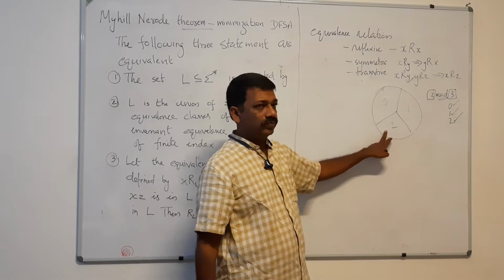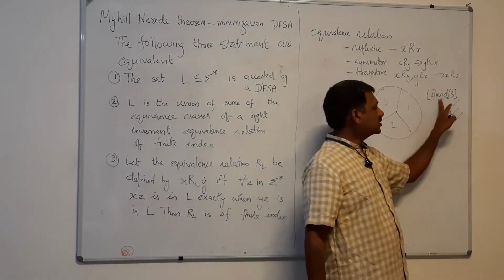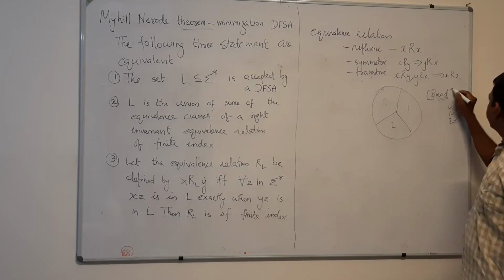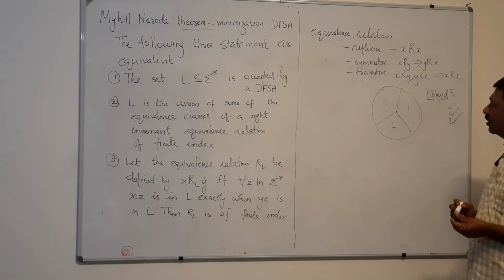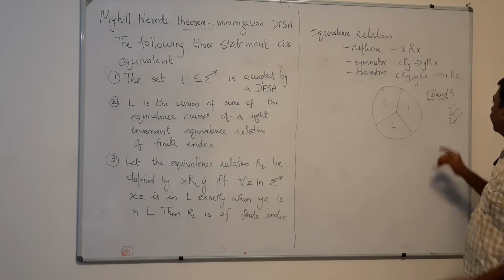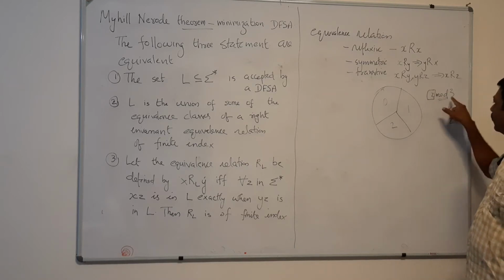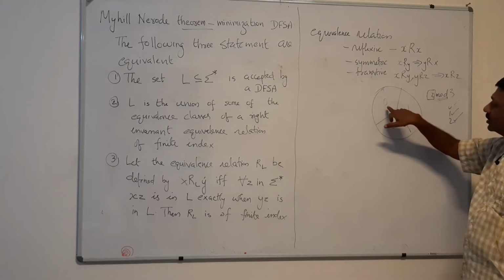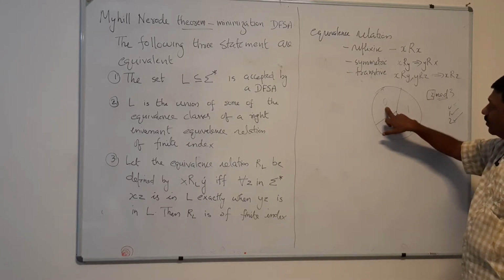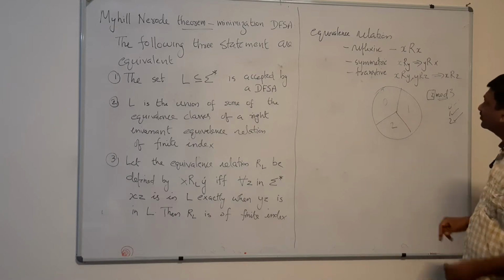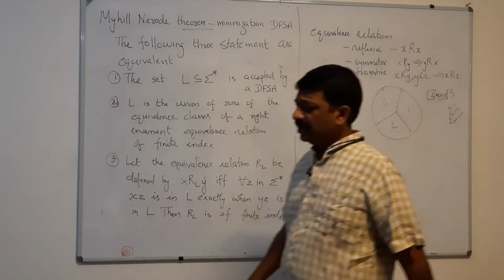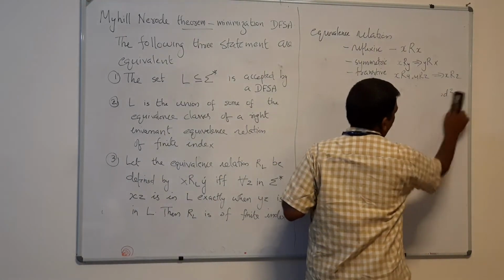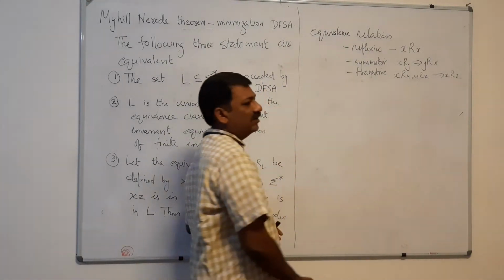0, 1 and 2. Here x mod 3 was x related to x modulo 3. Suppose that 0 modulo 3 is 0. Okay, and that's all about equivalence relation. And now what do you mean by right invariant?